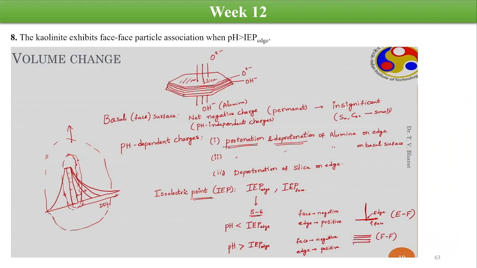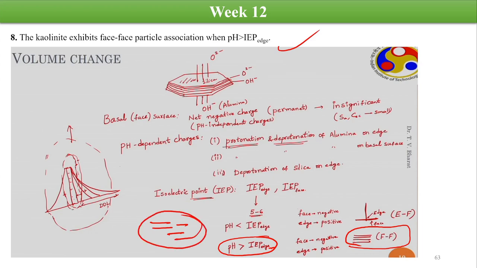Question number 8 states that the kaolin exhibits face-to-face particle association when the pH is greater than IEP, with negative potential at the edges. If we see that condition, when the pH is greater than IEP, then in that case there is negative potential at the edges, and the arrangement is face to face. So it is true. In that case the particles are mainly dispersed, so the arrangement is face to face.